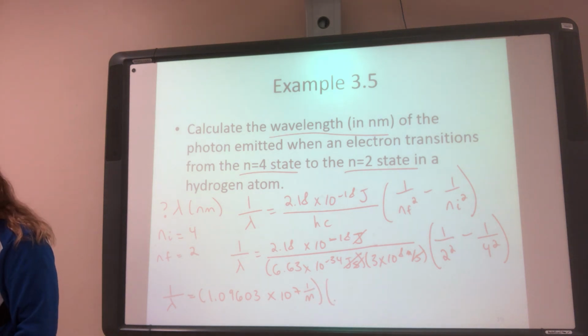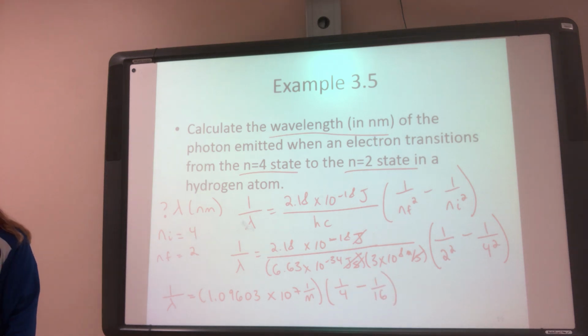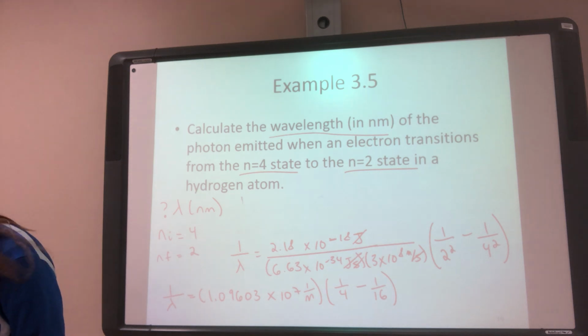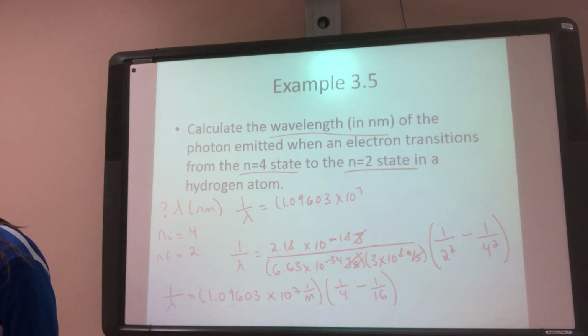Now let's work out this side. So 2 squared is 4, and 4 squared is 16. All right, let's keep going. One over lambda is equal to 1.09603 times 10 to the 7th, 1 over a meter. And then 1/4 minus 1/16 is 0.1875.